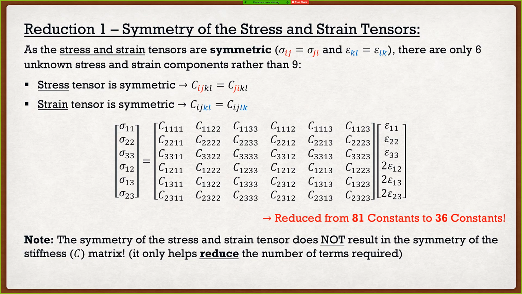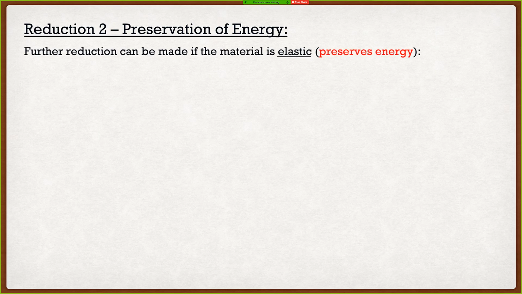So the symmetry of the stress and the strain tensor does not lead to the symmetry of the stiffness matrix. How do we obtain the symmetry of the stiffness matrix? We look at preservation of energy. This preservation of energy is how we obtain the symmetry of the matrix. All right, so further reductions can be made if the material is elastic, which means it preserves energy.